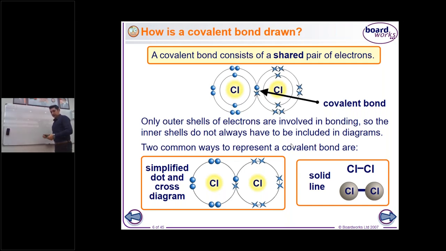Okay, that dot cross diagram. To draw that dot cross diagram, as we wrote before, we need the valence electrons of an element, or we have to know its group number, as you remember. Why group number? Because group number identifies the outermost electrons or valence electrons of an element.